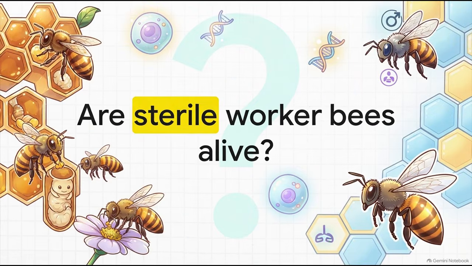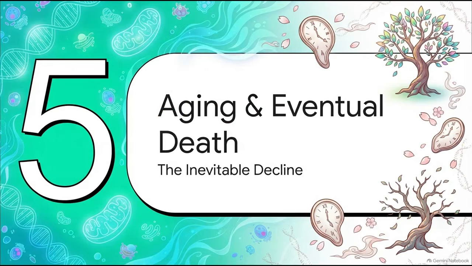But wait, here's a massive curveball. If reproduction is a strict requirement for life, what about sterile worker bees or certain male bees that just don't reproduce? I mean, they are clearly living, breathing, and working. This raises a fantastic question. Can we really call reproduction an all-inclusive characteristic of life if there are obviously living things that never do it? It's a point where these rigid biological definitions start getting fascinatingly fuzzy.